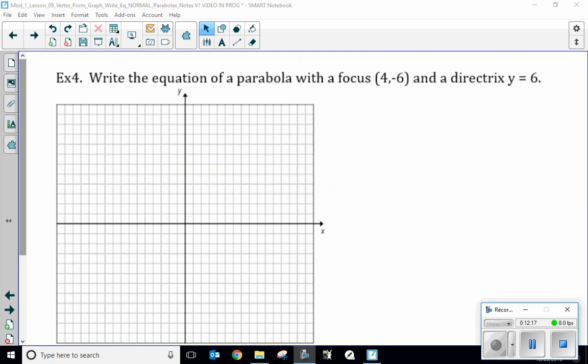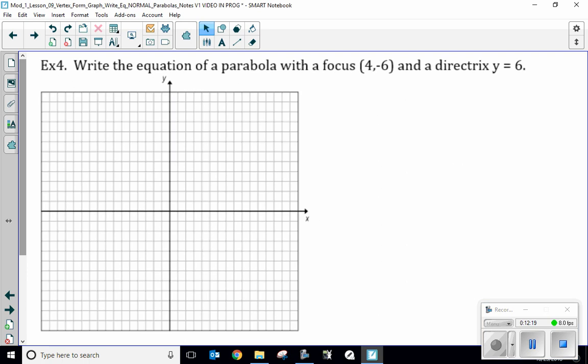Same type of problem. It looks like here they give us the focus and the directrix. They don't give us the vertex at all. Again, between the focus, the directrix, and the vertex.